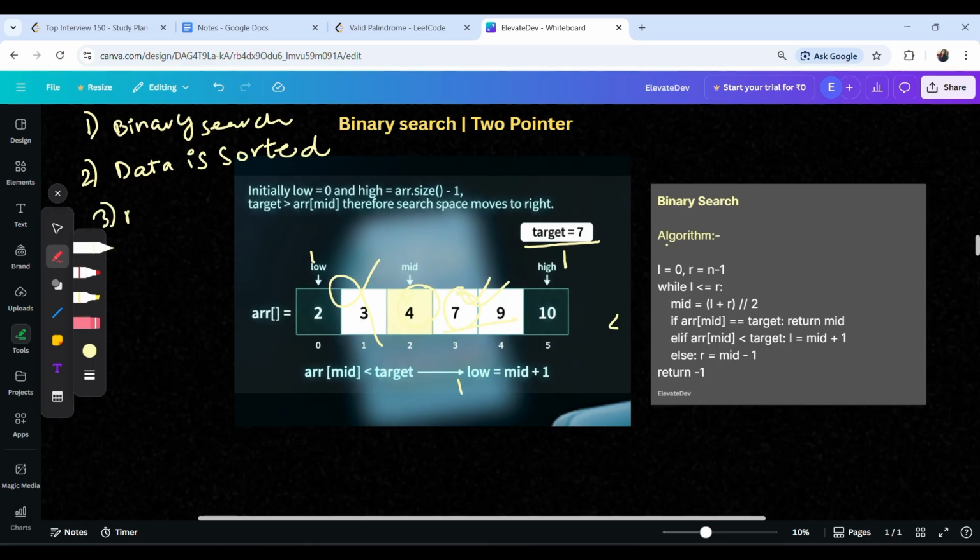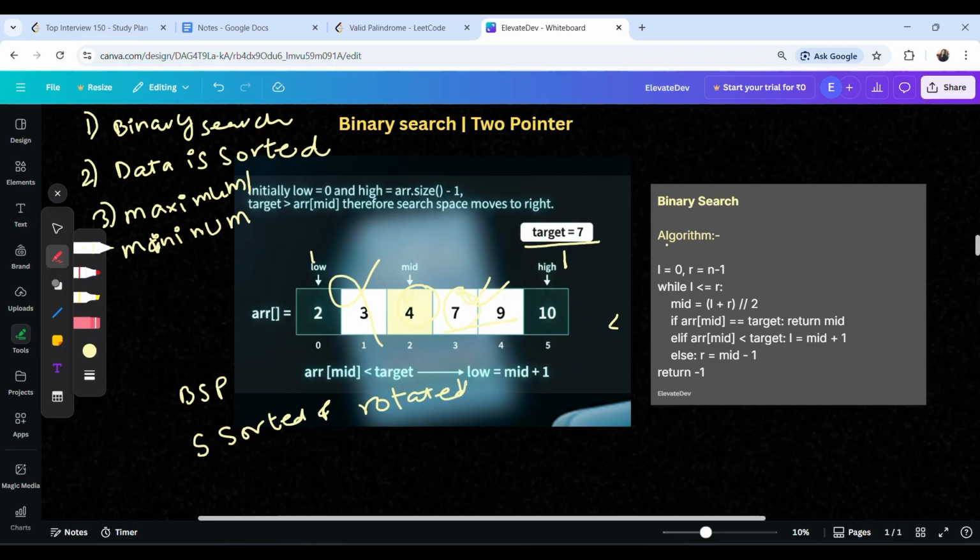Third is when you are asked to find a maximum or minimum. The problem would say, find something minimum such that, or maximum x such that. A few common LeetCode problems are binary search problems, and then search in a sorted and rotated array. Whenever search comes, binary search is going to come, not definitely, but most of the time.